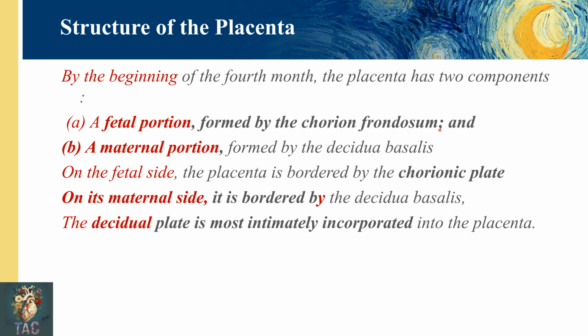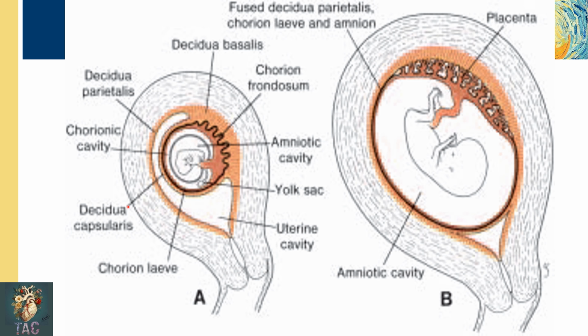So structure of the placenta: by the beginning of the 4th month, the placenta has two components: the fetal component formed by the chorion frondosum and the maternal component formed by the decidua basalis. So on the fetal side, the placenta is bordered by the chorionic plate. On its maternal side, it is bordered by the decidua basalis, and the decidual plate is most intimately incorporated into the placenta. So here also you can appreciate this is the decidua basalis.